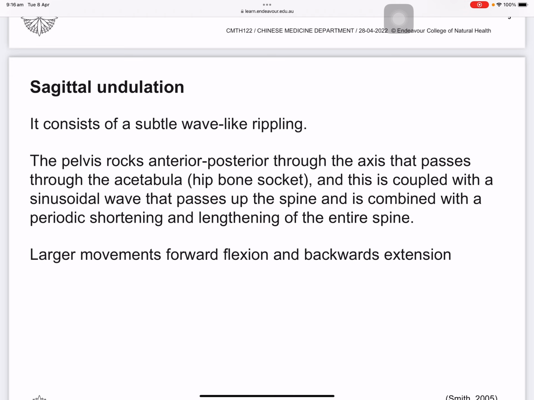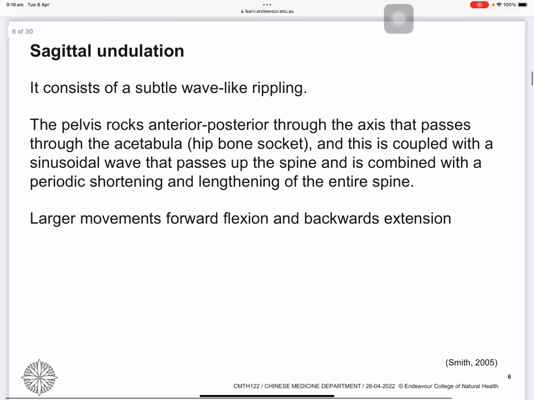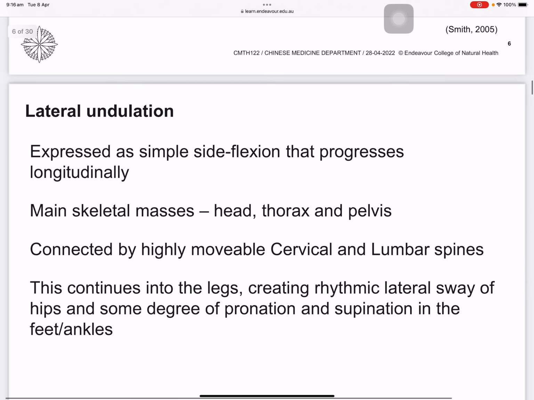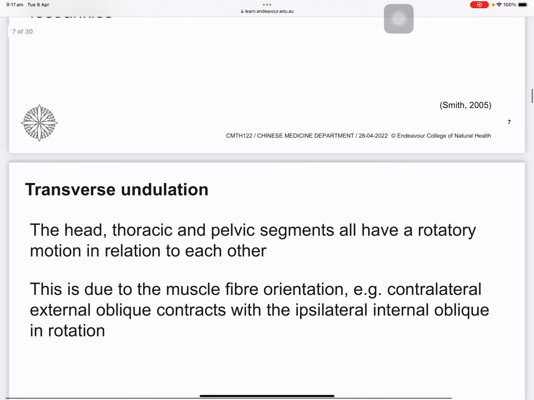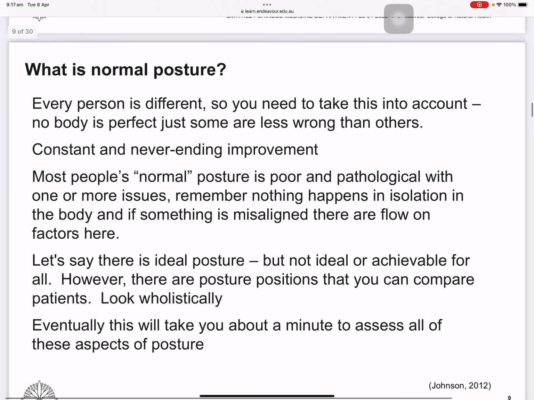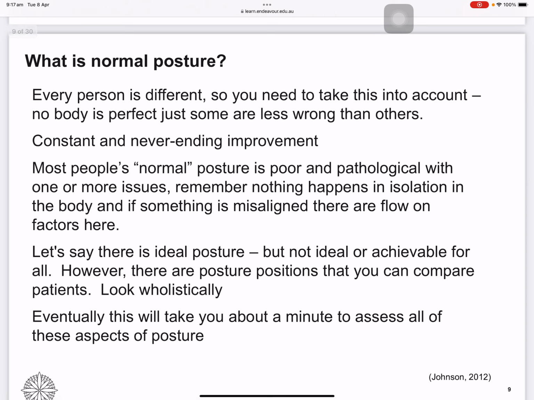And the lateral is the horizontal. And then transverse is the frontal plane. This is just the concept. And the most important is what you think is normal posture, because nobody is perfect. We can't see a 100% perfect body nowadays. So what is the normal posture you think?